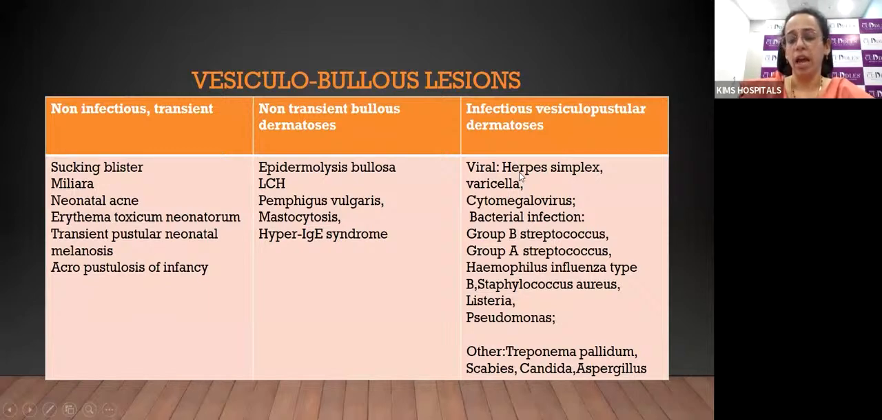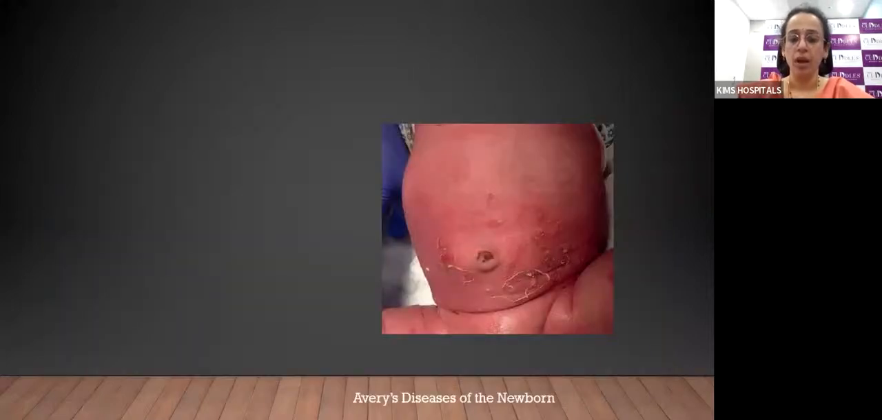Either it can be viral, like herpes simplex virus, varicella, cytomegalovirus, or bacterial infection like group A, group B streptococcus, Haemophilus influenzae type B, Staphylococcus aureus, Listeria and Pseudomonas, which can also cause vesiculopustular lesions. The others being syphilis. Whenever a baby is born to a mother having active syphilis, we should look for congenital syphilis vesiculopustular lesions, and scabies and fungal rashes like Candida and Aspergillus. We will see some of these conditions.